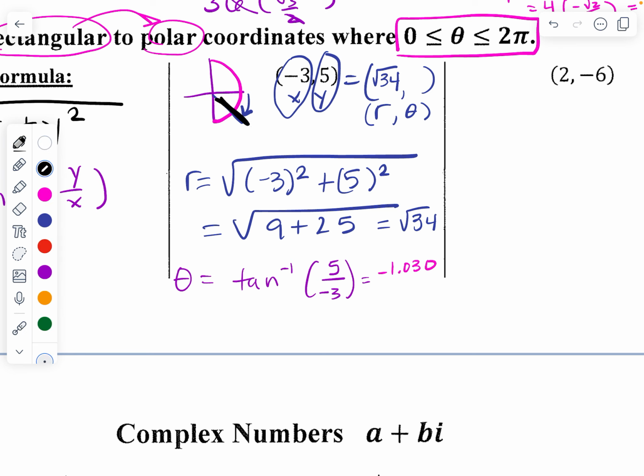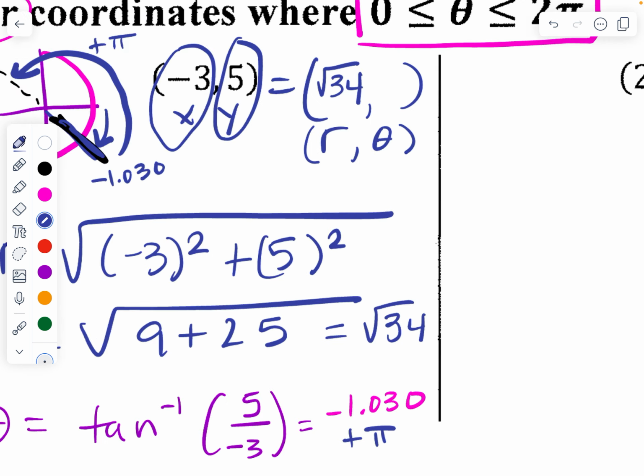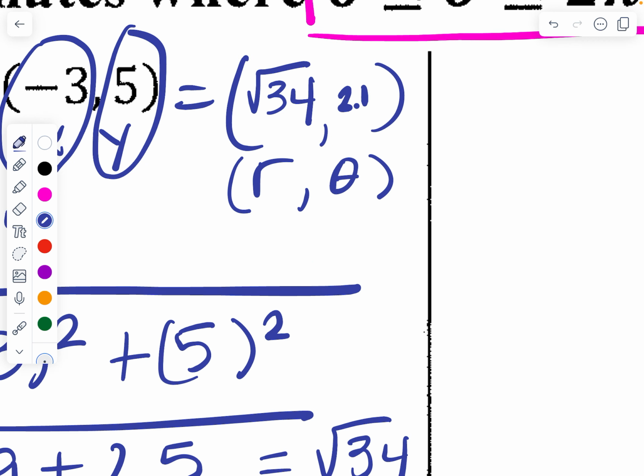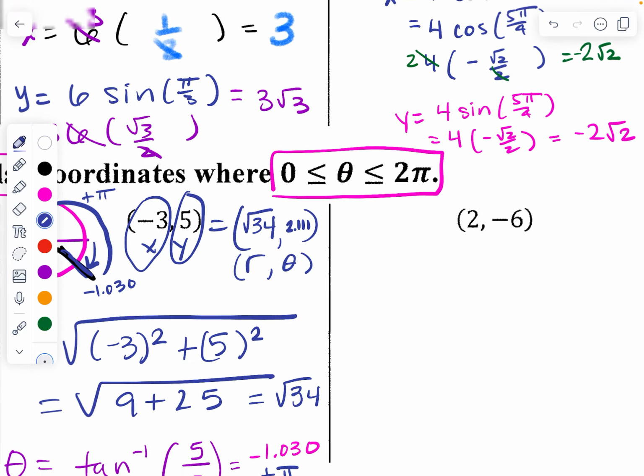So if we know this, how can we get it here in the second quadrant? Well, I can go from that negative 1.030 and I can add pi. So let's add pi to it. So I'm going to add that pi in my pi key in my calculator. And this rounds to 2.111. So I know theta is going to be 2.111 radians.